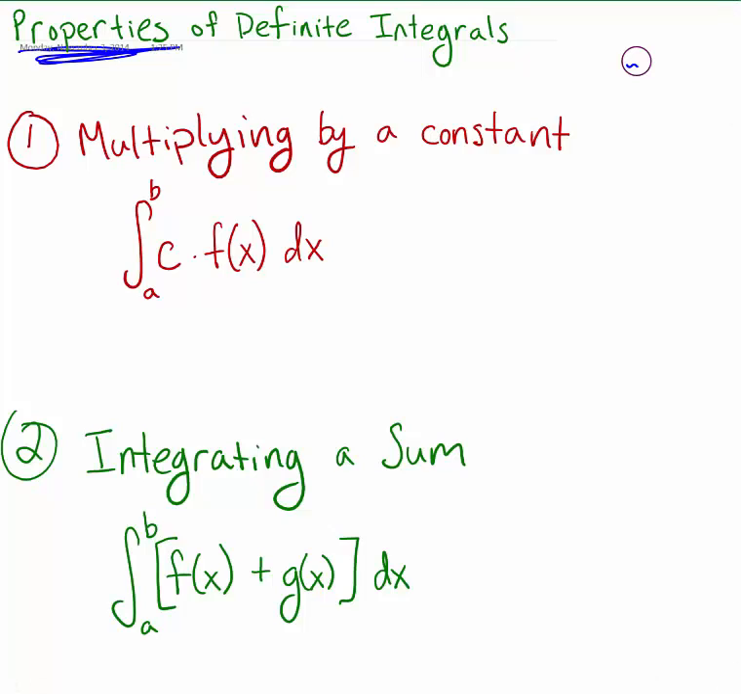So like the first one is if we multiply a function by a constant when we take the integral, we can always just take that constant outside. So this is the same as c times the integral from a to b of f of x dx.